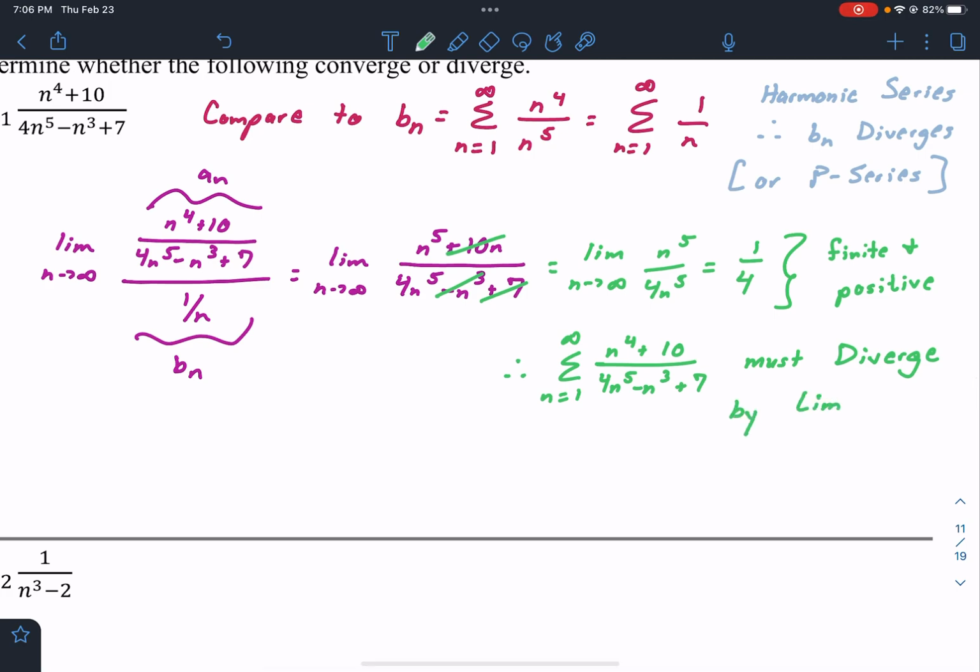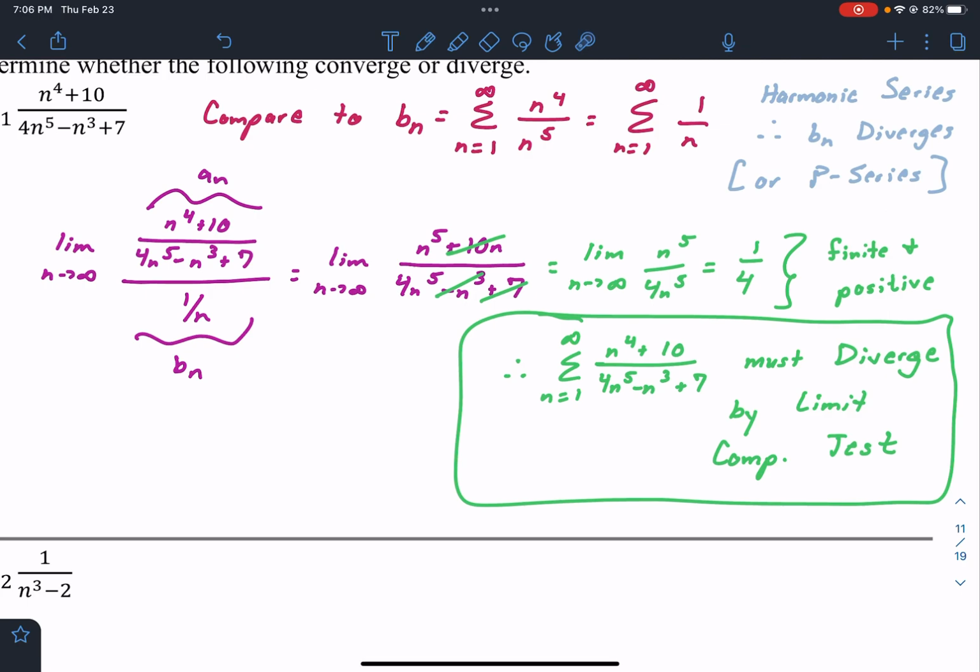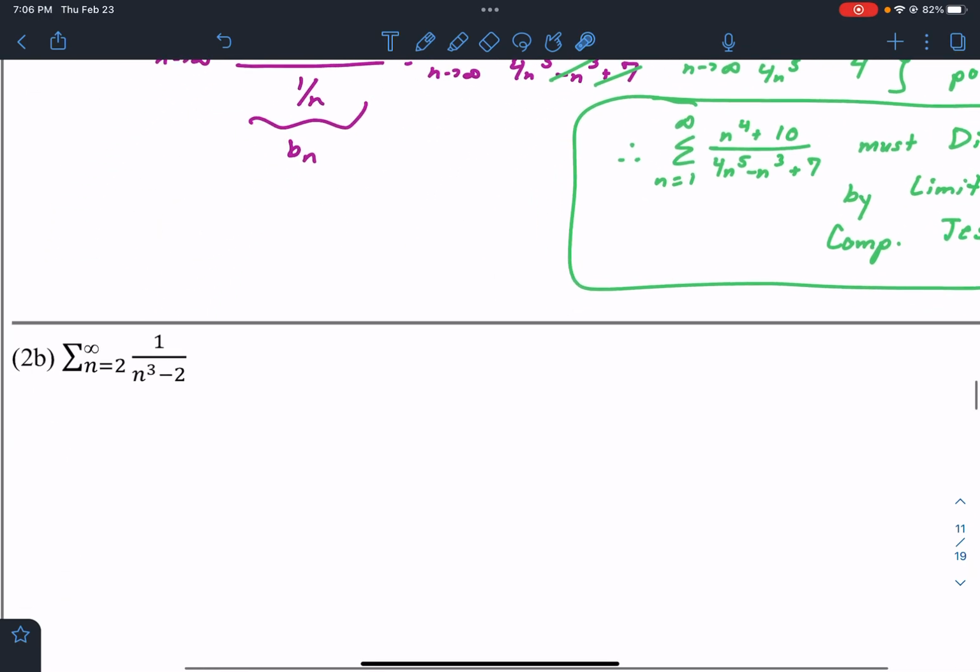By limit comparison test. Again, it's because they behave the same way. Let's look at one more.